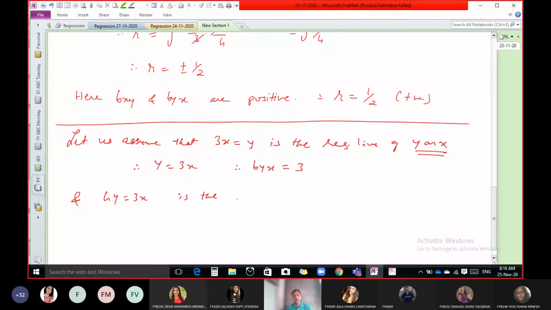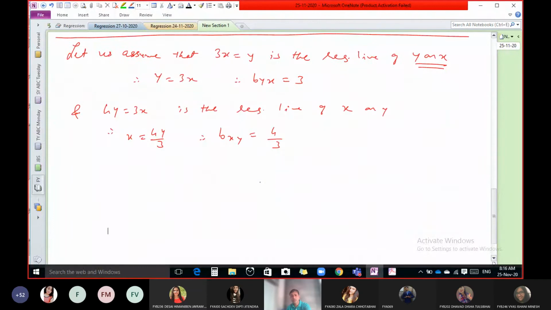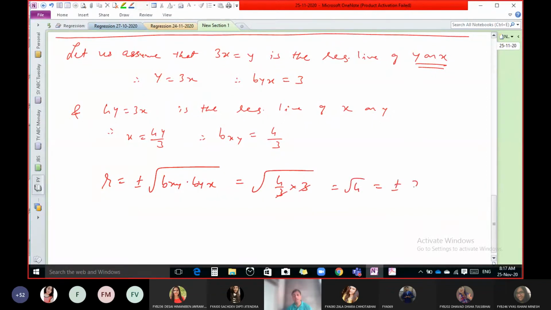is the regression line of x on y. So you have to convert this into x equal to something. So taking 3 on the other side, we get 4y upon 3. In that case, we get bxy is 4 upon 3. And once we have byx and bxy, you can calculate r. So our bxy is 4 by 3 and this is 3, and if you cancel we get root 4, that is nothing but plus or minus 2.